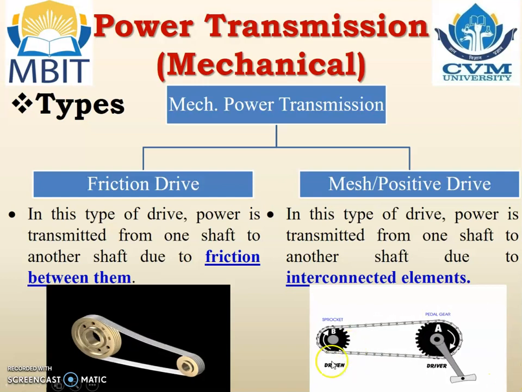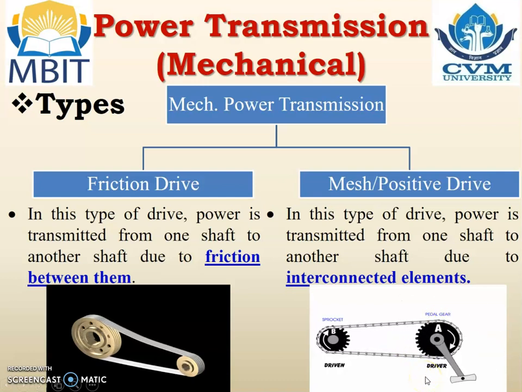Mass or positive drive. In this type of drive, power is transmitted from one shaft to another shaft due to interconnected elements like a chain drive. So you can see here the pedal is there, and the pedal is connected to the rear wheel with the help of the chain drive. So here manual power from the pedal is transmitted to the rear wheel due to the interconnected element, that is the chain, right?